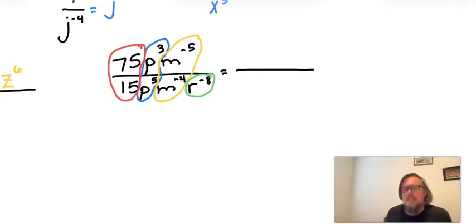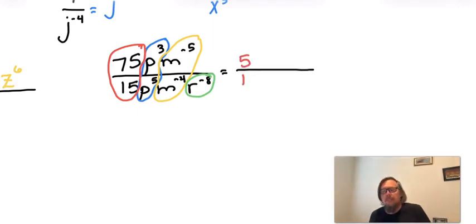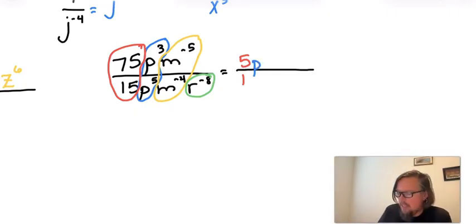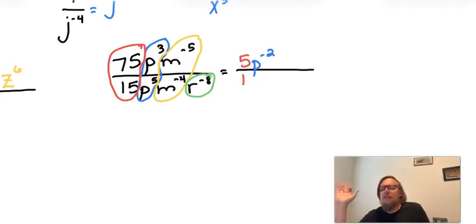75/15ths will reduce because 75 divided by 15 is 5. So I can reduce this to 5 over 1, or you can just do 5 if you like. That's fine. Let's go ahead and look at the p's. We've got 3 on top and 5 on bottom. So if we do 3 minus 5, we get -2. So that'd be p to the -2 power. Now, if you're thinking to yourself, could I do 5 minus 3 and just put the 2 in the bottom? Absolutely, we could. That's a nice little shortcut.